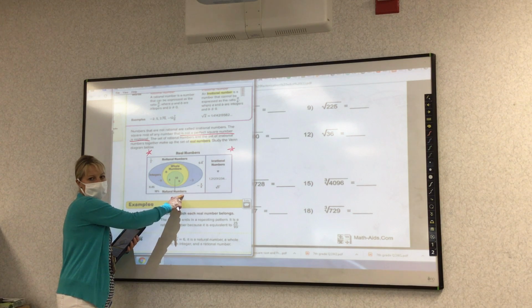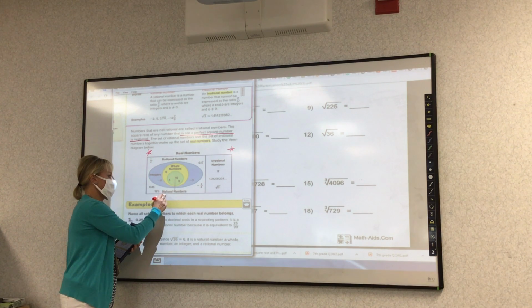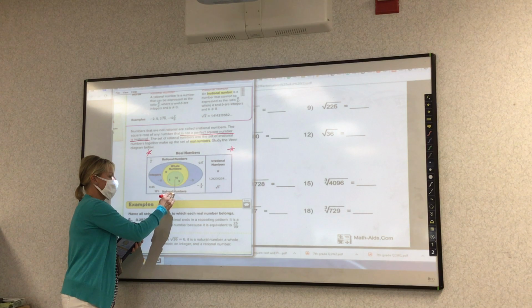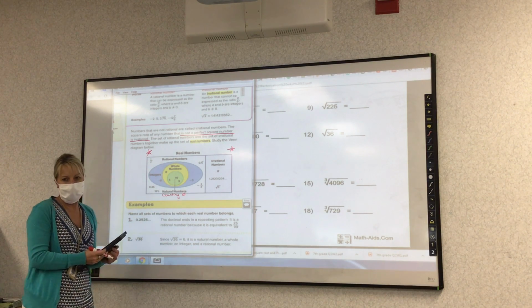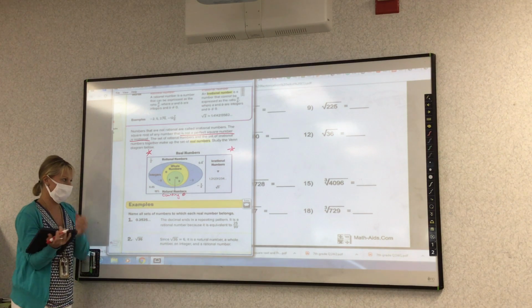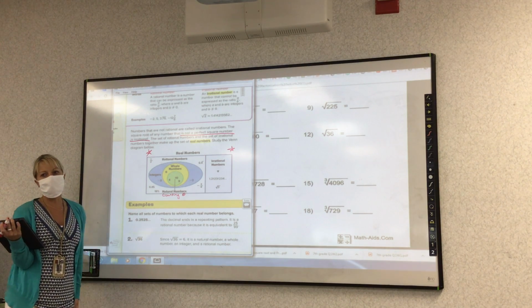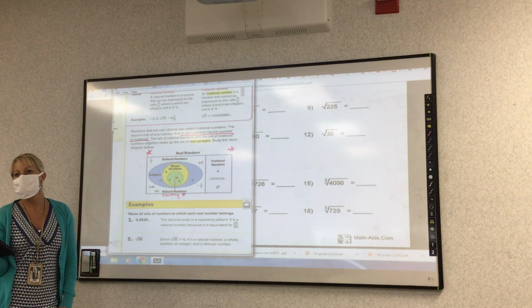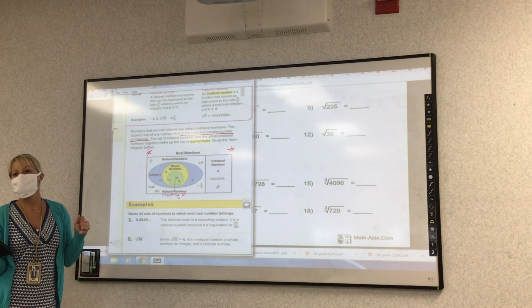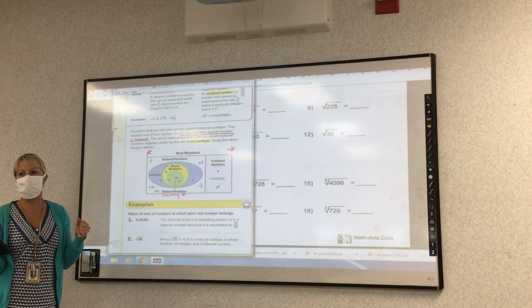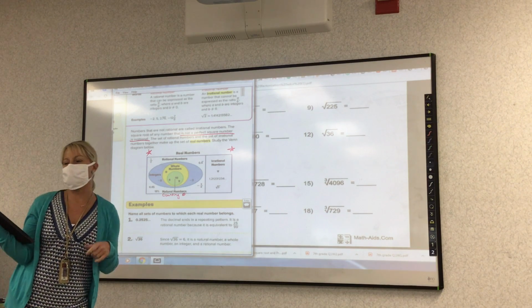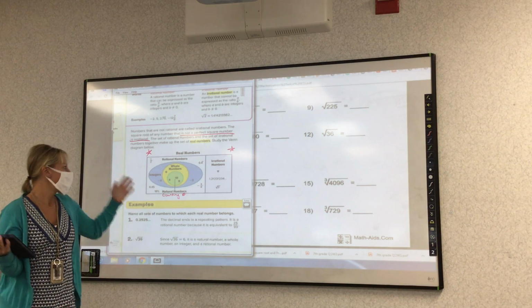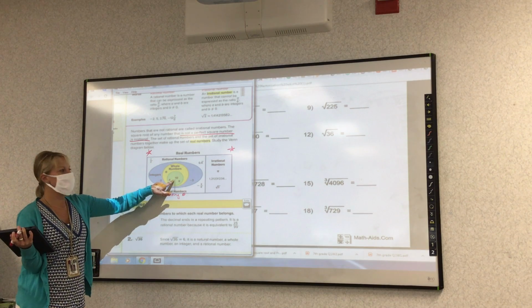Natural numbers, another word for that is counting numbers. Write that underneath your chart. You guys are used to saying counting numbers. So do counting numbers start at 0? No. If I say count to 10, do you say 0, 1, 2, 3, 4, 5? No. You say 1, 2, 3, 4, 5, 6, 7, 8, 9, 10. 1 Mississippi. Those are counting numbers.